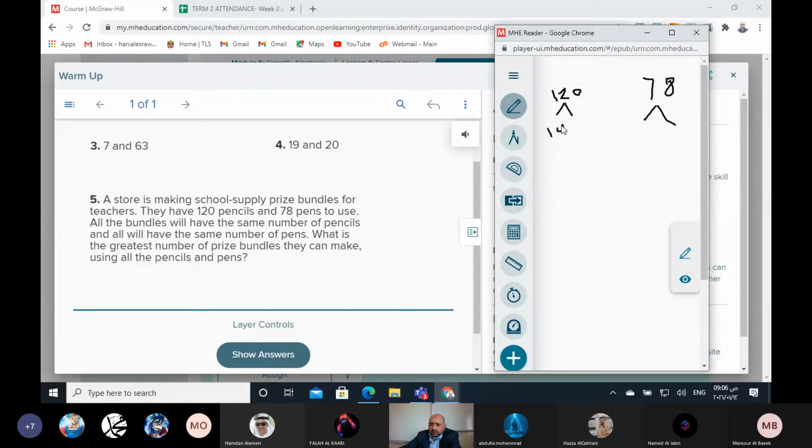120 equals 10 times 12. And 10 equals 2 times 5. And 12 equals 2 times 6. And 6 equals 2 times 3. So I can write now here 120: we have here 1, 2, 3, so 2 times 2 times 2 times 3 times 5.